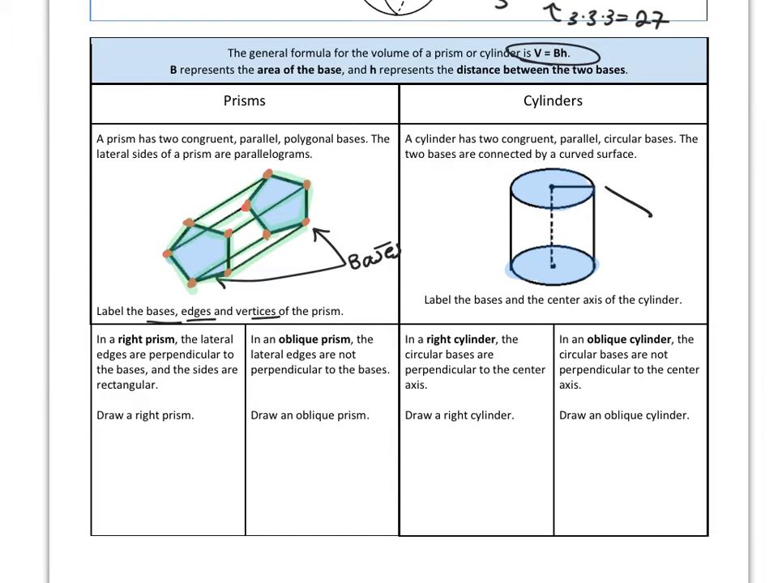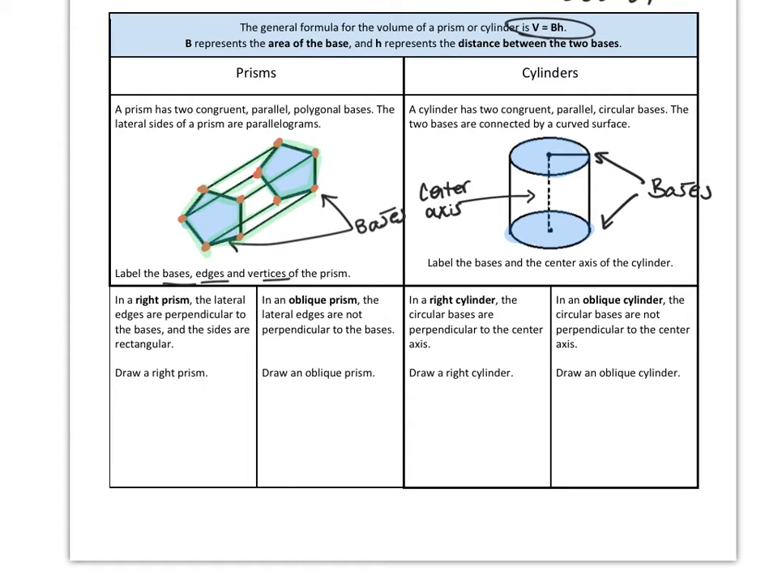Now let's label our cylinder. I already highlighted the bases, and the little dotted line going up through the center of my cylinder is called the center axis. So you can have right prisms and oblique prisms, or right cylinders and oblique cylinders. To draw a right prism, draw 2 congruent shapes and set them right on top of each other, and then connect their corresponding vertices. Ta-da! It's a right prism. That's because the height of the prism is perpendicular to its bases.